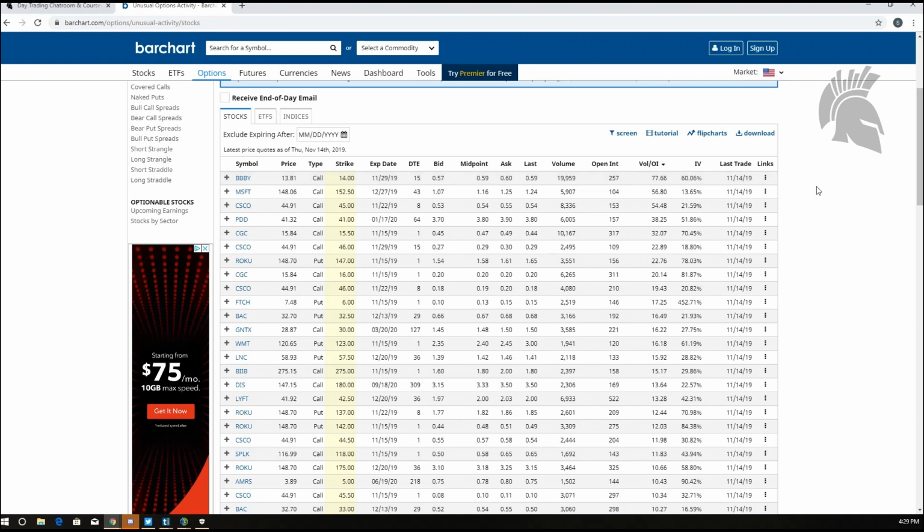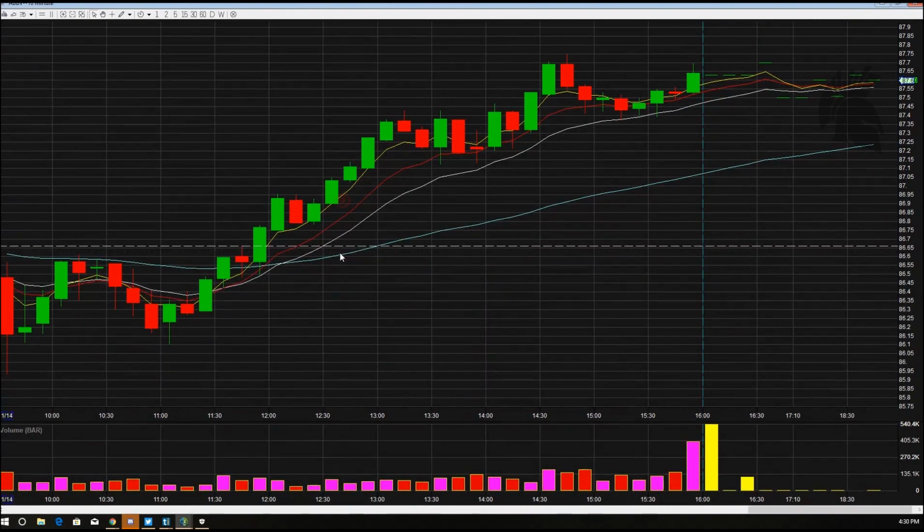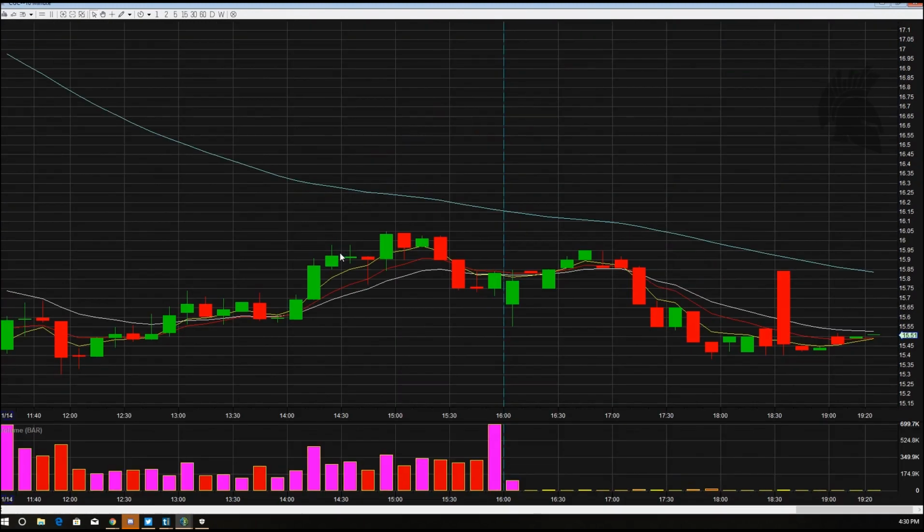And so you can see, for instance, today Microsoft was swept, volume 5,907 on the 152 calls, expiration December 27th. Another example could be the CGC calls being swept, the 15.50 strike for this Friday. Now CGC just had earnings today, I believe. We can actually look at the chart and see where it's at. Obviously, people were buying those 15.50 contracts expecting that those contracts could get in the money tomorrow, and we can see the price of the stock going up.